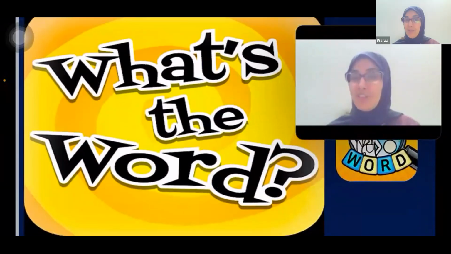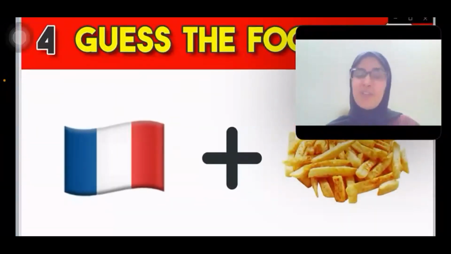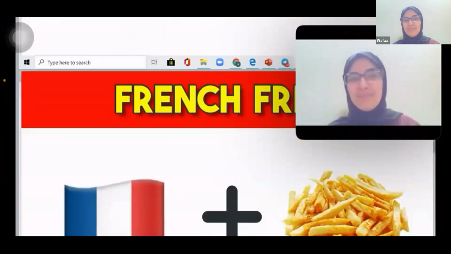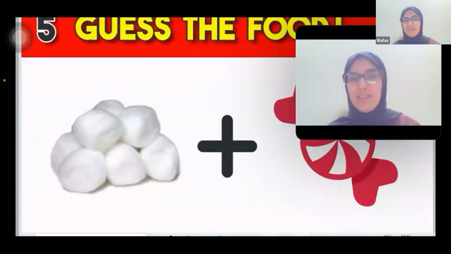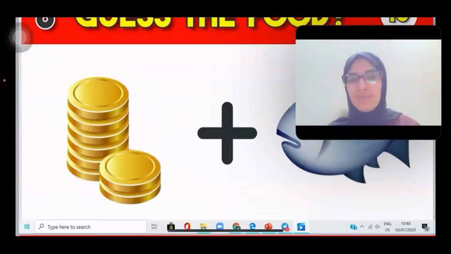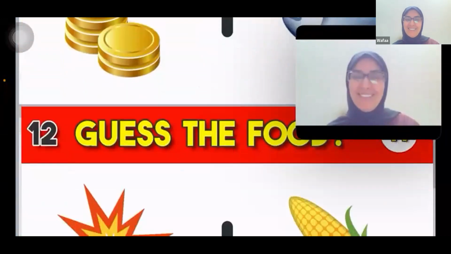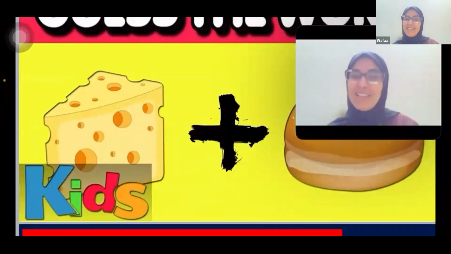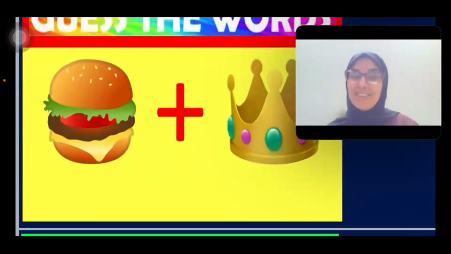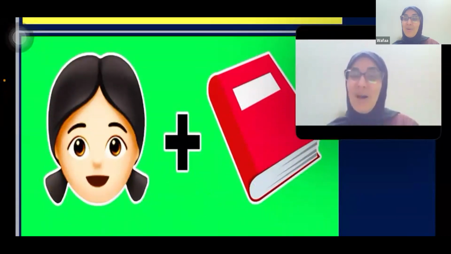What's the word? You describe it, or you give them the definition. What's this? French fries, yeah, compound nouns. Bravo. This one. Cotton candy. This one. Goldfish. Yeah, goldfish. This one. Popcorn. Yeah. Very nice. Cheeseburger. Yes, this one. King. Burger King. Yeah. And this one, what about this?